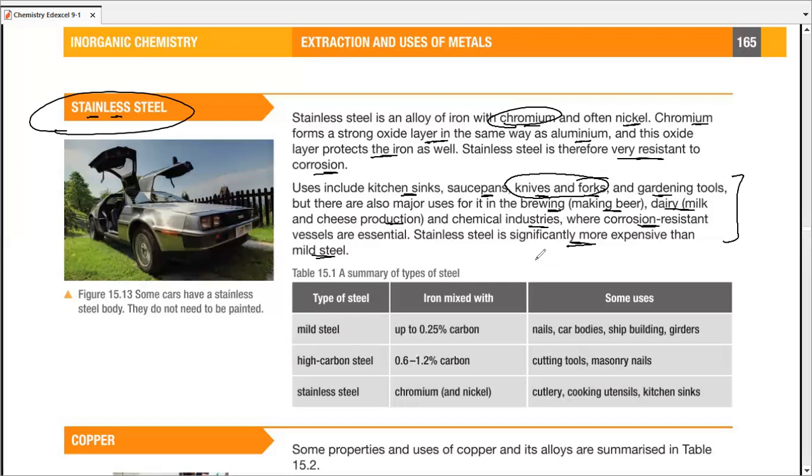Why? Because rust is not good for human health. Human bodies cannot process rust. So we need something that would never get rusted. Hence knives, forks, because we're going to use them for eatables, so they should never get rusted. So this table actually gives you a very good comparison of mild steel, high carbon steel, stainless steel, what we are using in it, and what other uses after the production of alloy is done.